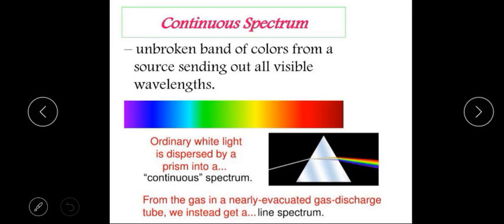When ordinary white light is dispersed by a prism, you get the continuous spectrum. So what is a continuous spectrum? You can get it from the prism when white light is passed through a prism. That is the continuous spectrum.